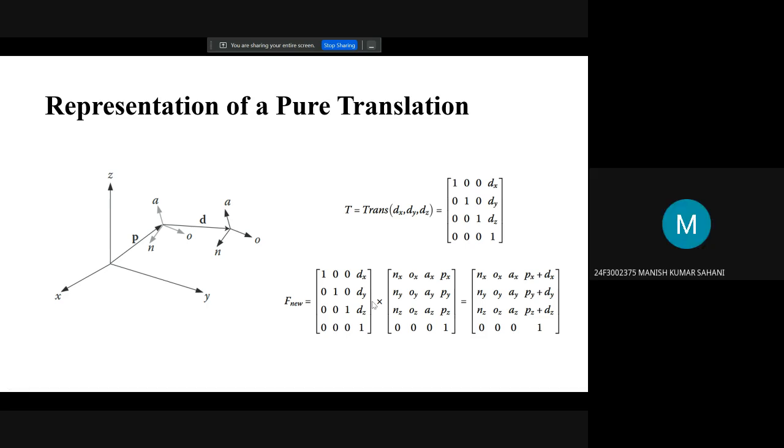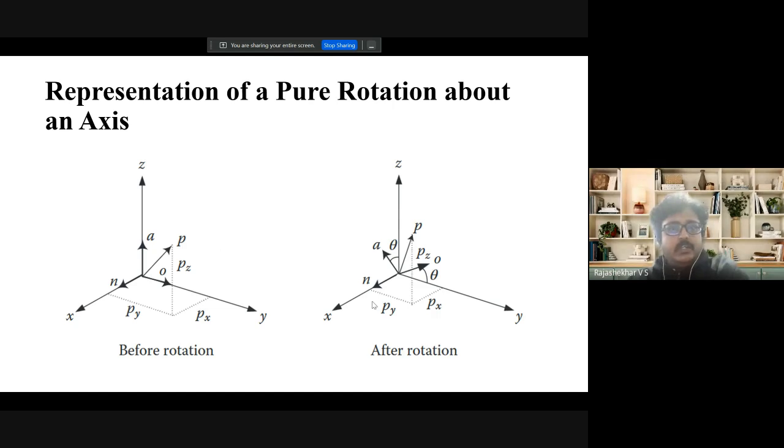Yes, sir. Okay. Next, we'll see pure rotation about an axis. So in this case, what happens is the x-axis, N, O, A, they are all perpendicular to each other, and there's a point in space. So what happens is we are rotating the N about the x-axis. So the A moves after rotation. The A moves by angle theta, which means that the O has also rotated by angle theta. So this is clear, right?